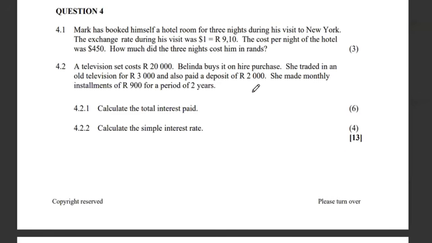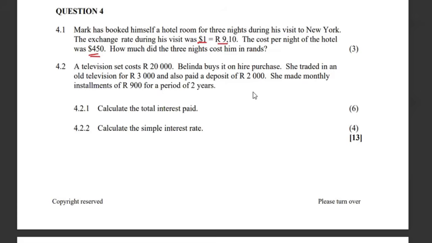They're telling us Mark has booked himself a hotel room for 3 nights during the visit to New York. The exchange rate was $1 costs 9 rand and 10 cents. The cost per night was $450. Wow. How much did the 3 nights cost him in rands?